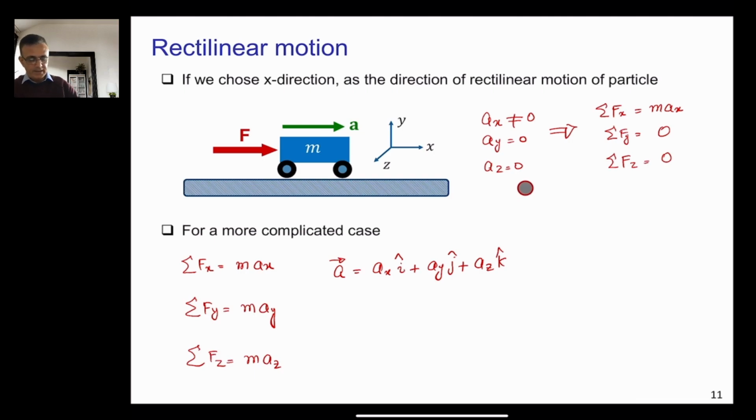And again, if you know the components AX, AY, and AZ, you can calculate A by using this Pythagoras theorem here. So this is the magnitude of A: square root of AX squared plus AY squared plus AZ squared.